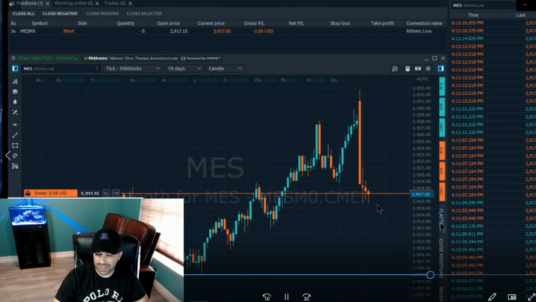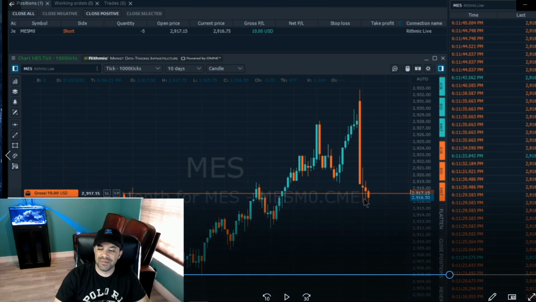It won't break through that 2918. So look, see all that red that keeps coming through? Look at all that red. So you would think, all right, boom, we're going to fail here. We're going to break down underneath the current low of day here, and we can get a flush. I was thinking we were going to test that 2900 area.